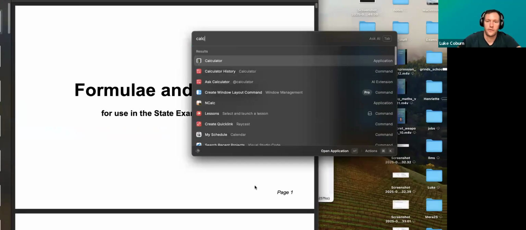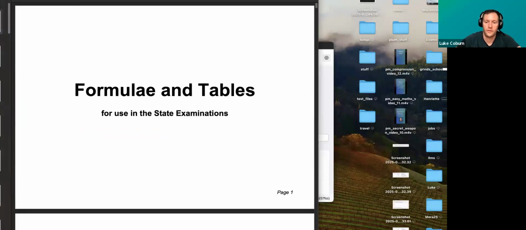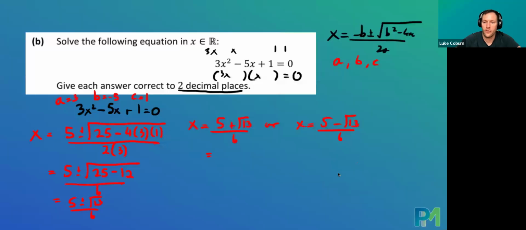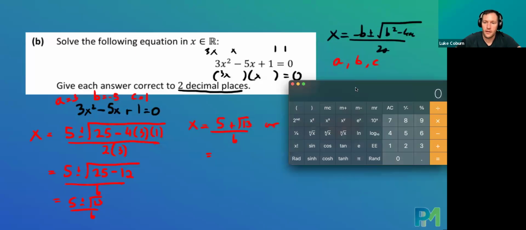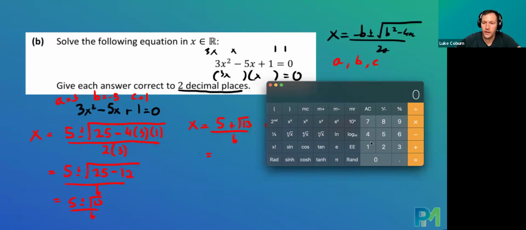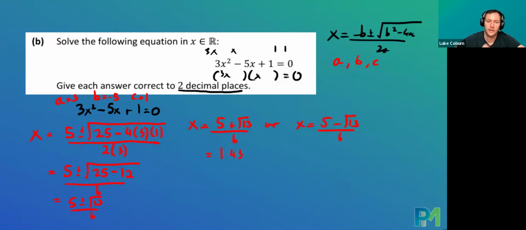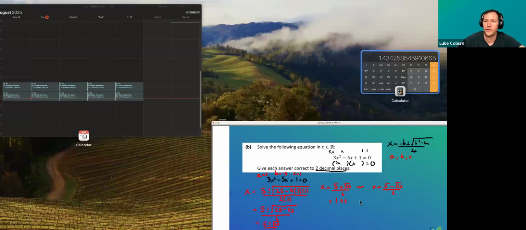So where's my calculator? All right. So what's 13 and the square root of 13 plus 5? What's that equal to? And now divide that by 6 and I get 1.434. Let me go ahead and write down 1.4342.